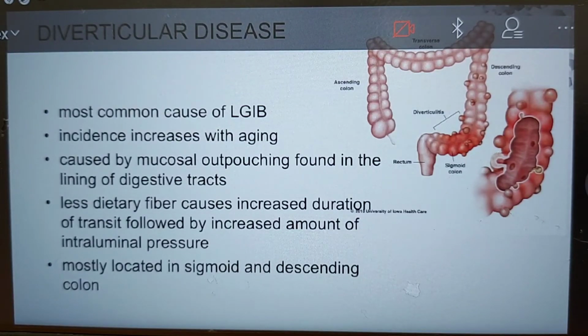The most common cause is a lack of dietary fiber. When a patient has less dietary fiber, it will cause increased transit time, followed by an increased amount of intra-abdominal pressure. And most commonly, diverticular disease is located over the sigmoid and descending colon.